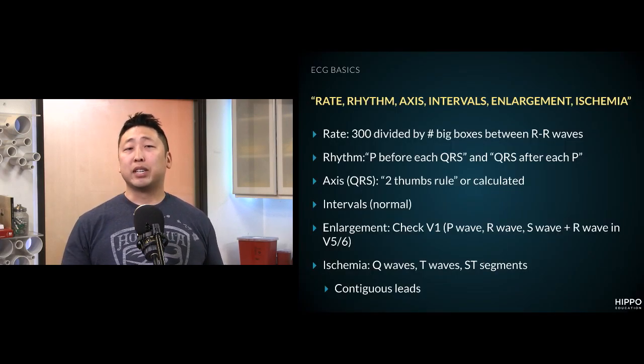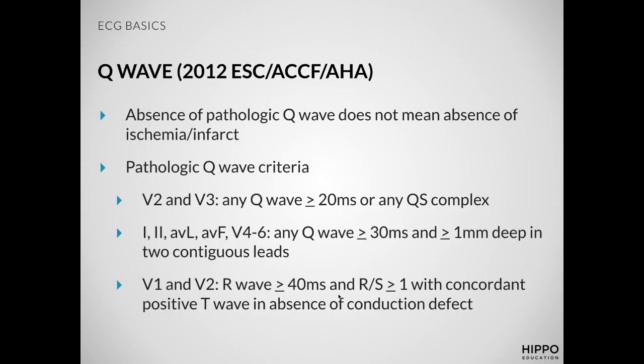Now, finally, when you come to ischemia, you're looking at the Q waves, T waves, and ST segments, and they all are relative to contiguous leads, which we'll talk about at the very end. So let's start with Q waves. Now, first of all, there's a distinction between pathologic Q waves and non-pathologic Q waves. But I have to say, first of all, that just because you do not have a pathologic Q wave identified in an ECG, that does not mean that, hey, there's no ischemia or infarct.